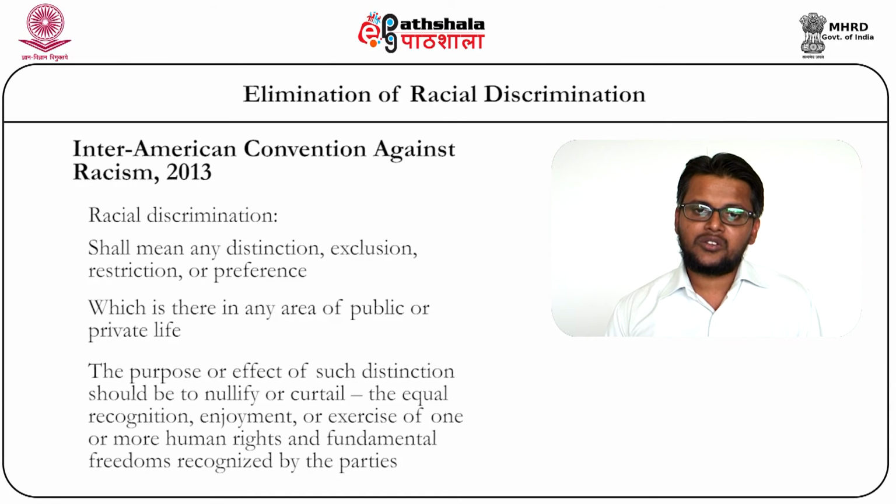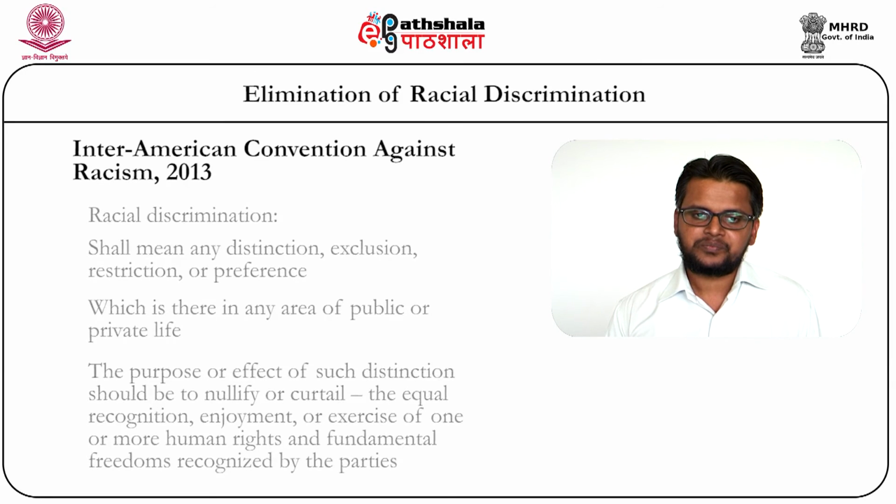So, we have a long list of gradients upon which the definition is based. The first is the rights and freedoms, they are to be recognized by the parties, and as to the enjoyment of only those rights, there should not be any distinction, exclusion, restriction or preference, and that all of these can be in public life or in private life. So, wherever they exist, that would be treated as a form of racial discrimination.